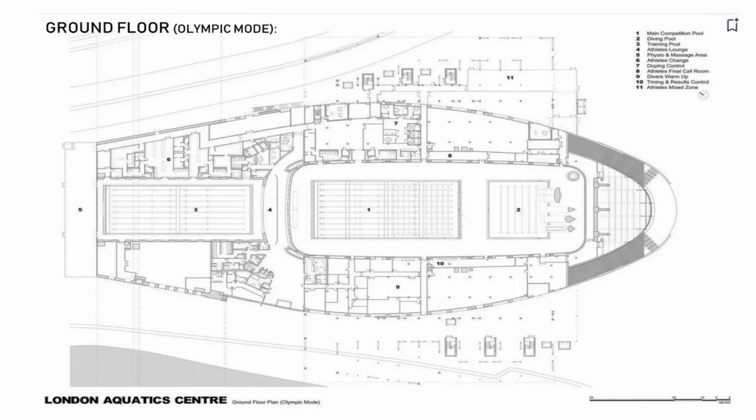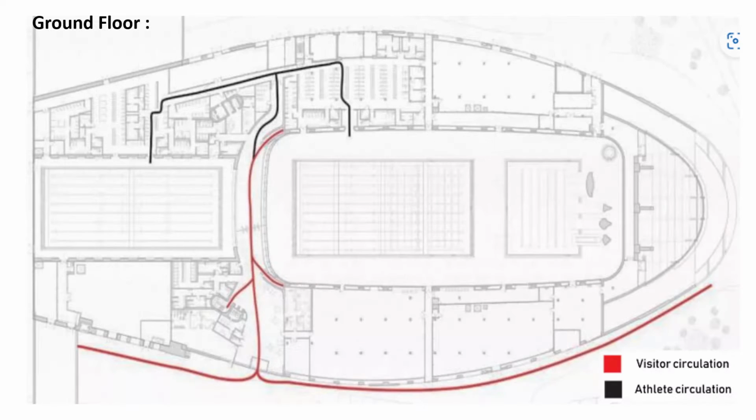On to the 8th we have athletes final call room. On the 9th we have divers warm-up room. On the 10th we have timing and result control room. And the 11th has athlete mix zone. So talking about the circulation, the red line shows the visitor circulation, whereas the black line shows the athlete circulation.